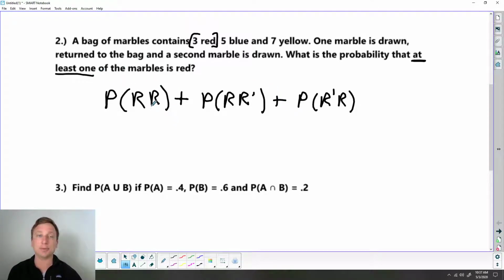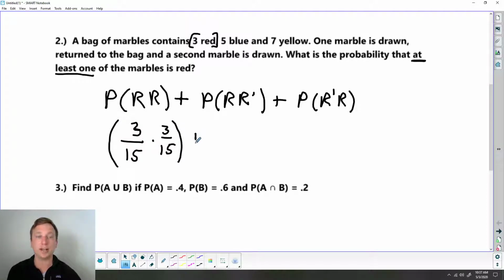So now I need to think about the probability of drawing a red is 3 of the 15 outcomes. And then if I draw red again, I'm resetting. These are independent events, 3 of the 15 outcomes. So this is the first one.